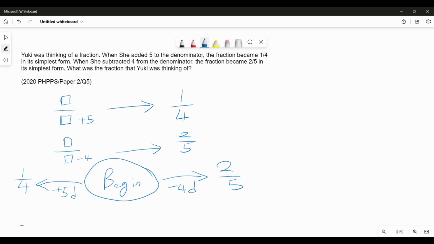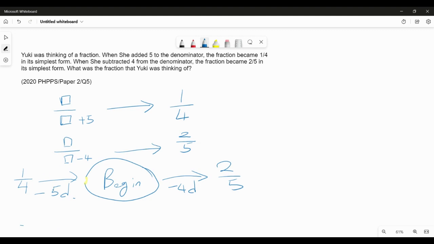So we cannot do ratio if it's that way. So we try to reverse this particular arrow, the one I highlight. If we reverse this arrow, then we will have no issue. That means my plus 5 denominator, I need to minus 5. Makes sense, right? Because whatever I have in the beginning, if I plus 5 to the denominator, I get 1/4. So if I minus 5 back from this fraction, I should get back my beginning fraction.